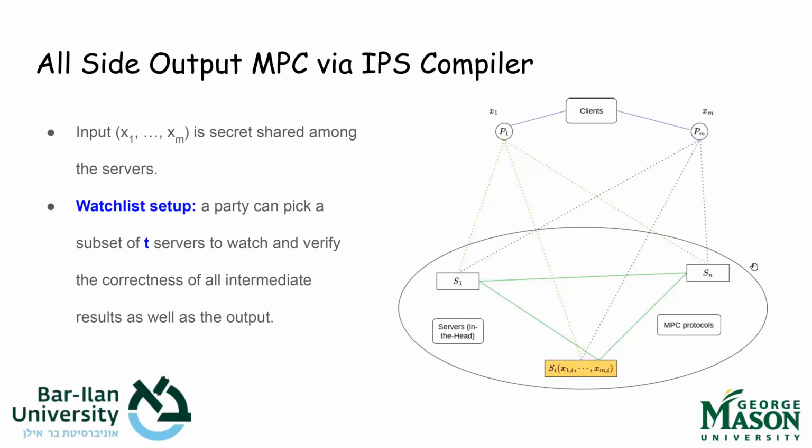The IPS compiler achieves security against malicious adversaries by the use of a watchlist mechanism. From the start of the execution, each party can select T random servers to watch. For these T servers, the party will have all the shares and randomness and can verify the computation from the beginning to the end, including the output. So if the function f provides output to all parties, each one can use its watchlist to verify the correctness of the output.